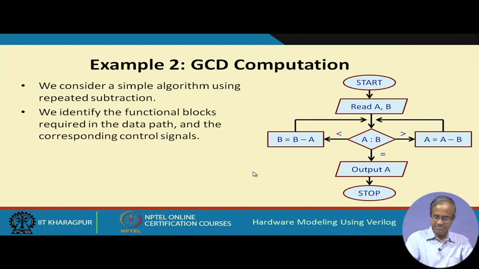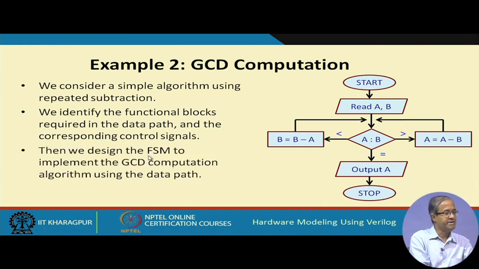So, as before, here also we shall be identifying the functional blocks that will be required in the data path, identifying the control signals, and designing the FSM to execute this in sequence. Now, if you look at this flow chart, you can identify what are the elements in the data path that are required. First, you will have to read the two numbers A and B.